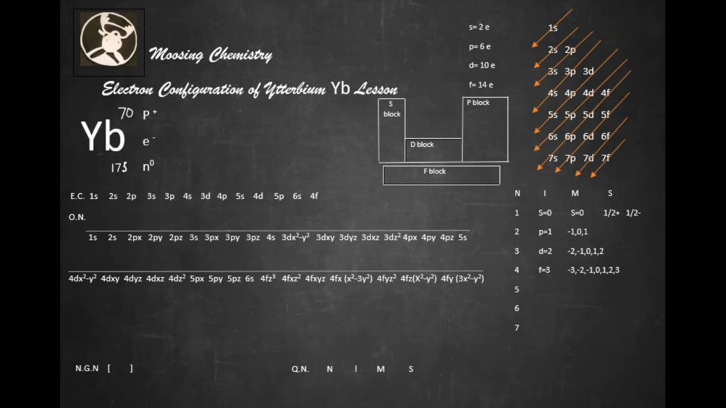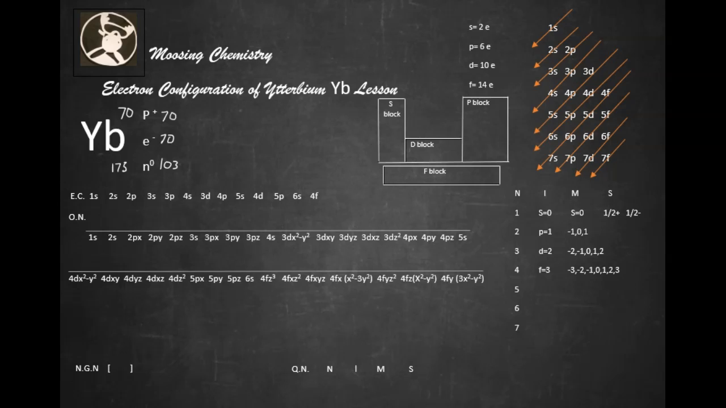Okay, so we have 70 protons. Since it's electrically neutral, it would be 70 electrons. Now, what about our neutron count? Remember that is the atomic mass minus the number of protons equals our number of neutrons, right? So you get 173 minus 70, and that's going to be 103. Pretty easy. Easy as can be.